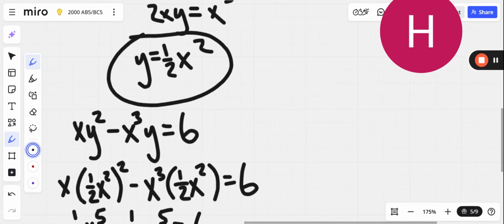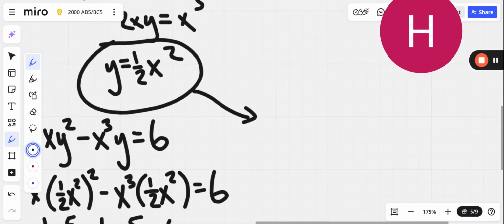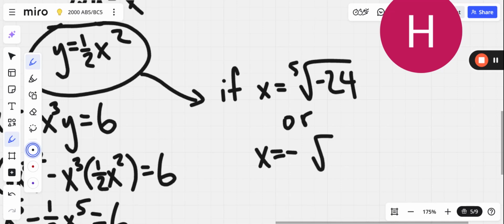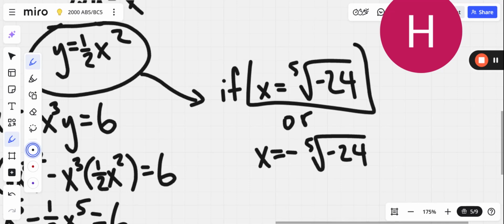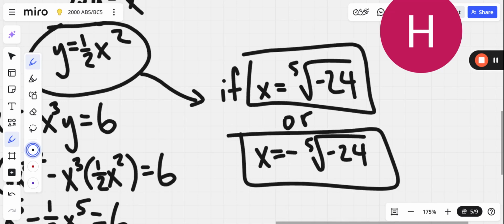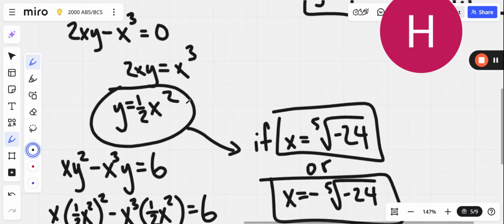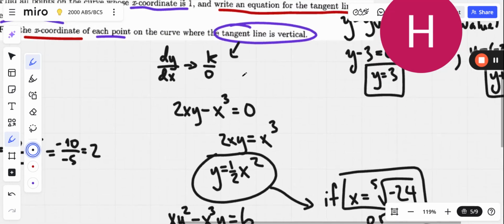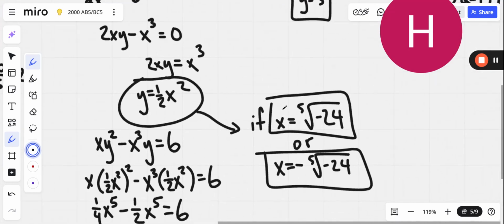So I think what I can say is that if x equals the 5th root of negative 24, or if x equals negative the 5th root of negative 24. There we go. Because either way, when I square that, in other words, when I plug that into the derivative, dy dx, the denominator will be 0, which means the tangent line will be vertical. Okay, great.